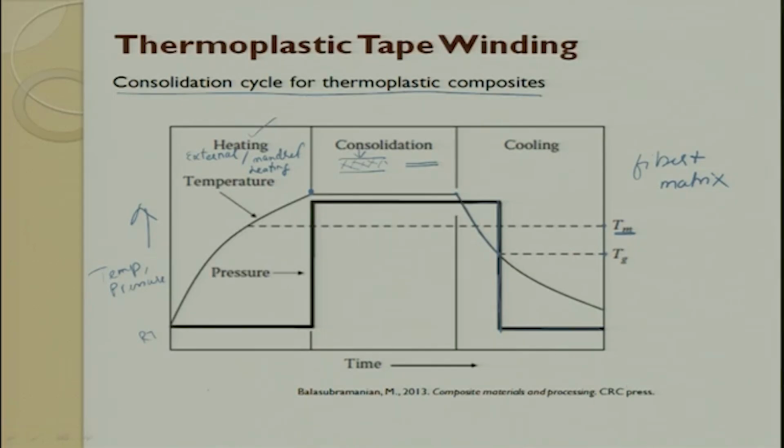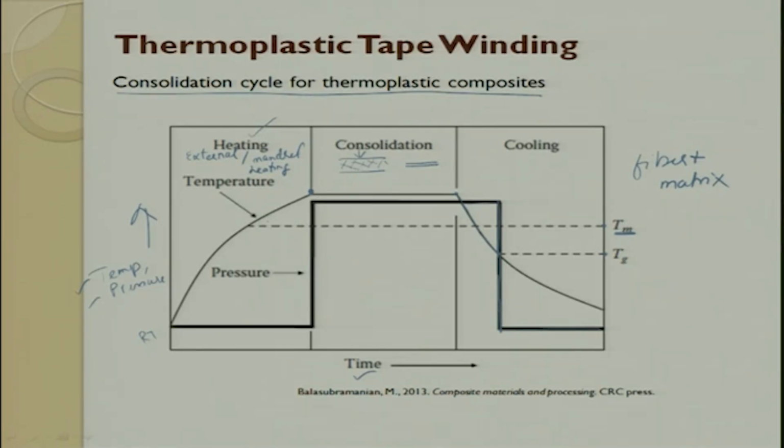So, parameters which are important are temperature, pressure and time. Initially the temperature increases above the melting point, and this above melting point, please do not go by scales, it is not according to scale, is slightly above the melting point, and then you try to do consolidation.